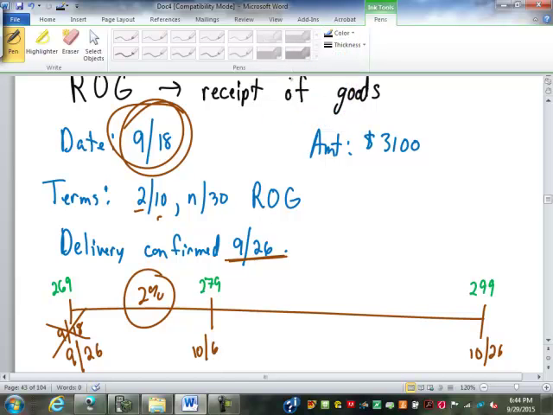So ROG just modifies the invoice date from the date on the invoice to the date that the goods were actually confirmed delivered, confirmed received. Otherwise, you look at this, with 9/18, the discount would have actually ended on the 28th. Well, they just received them on the 26th, so they would have only had 2 days to take advantage of the discount.